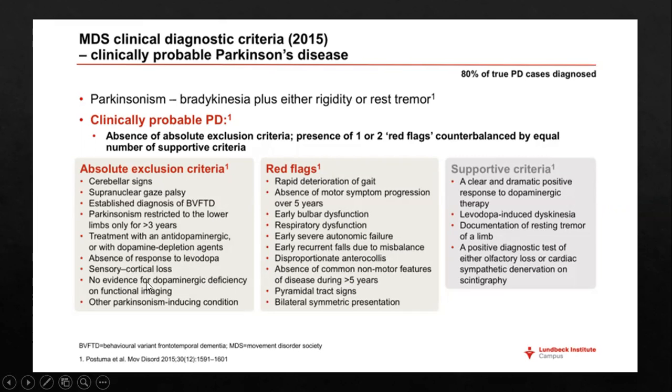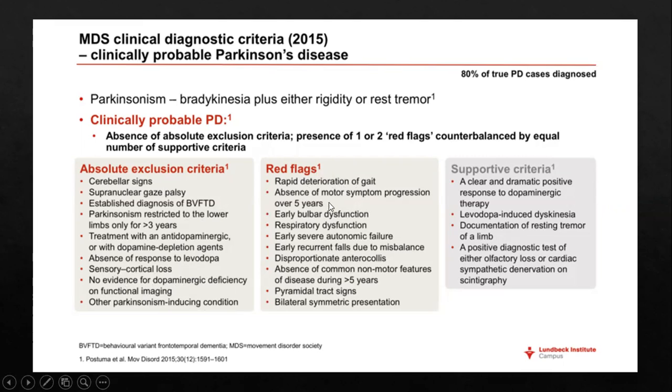Sensory or cortical loss, no evidence for dopaminergic deficiency on functional imaging, or other Parkinsonism-inducing condition. That is nothing. When all these symptoms are there, we definitely cannot diagnose them as Parkinson's disease. Red flag signs means it can be there or it cannot be there. If it is there, we can put them under possible PD, I mean probable PD.